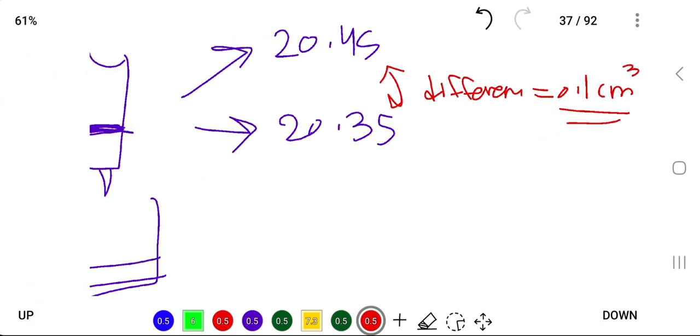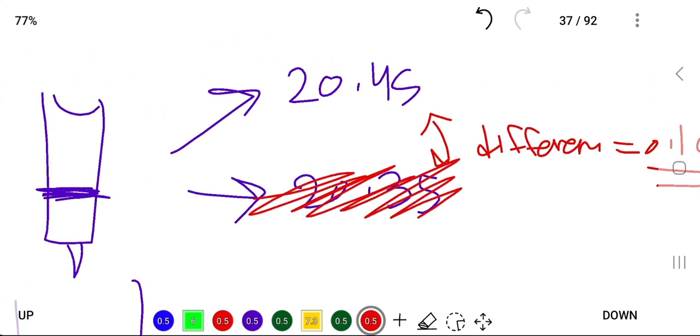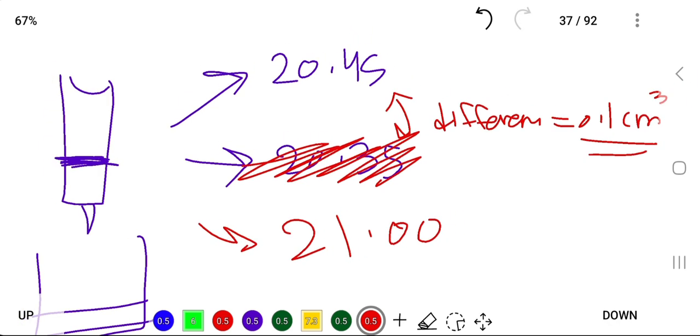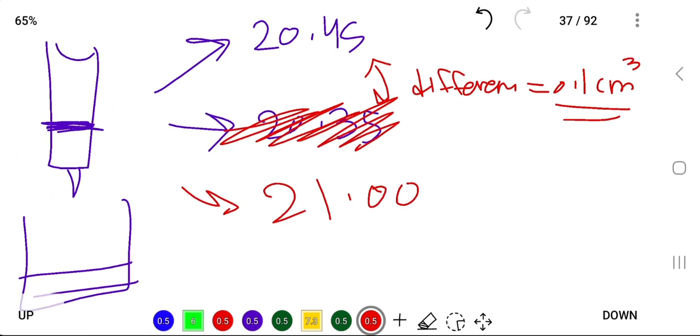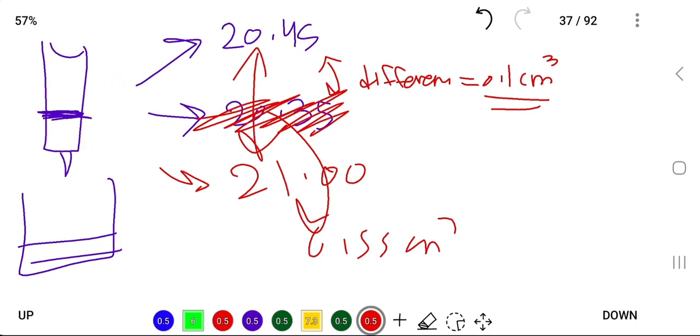Do you get it? For example, if your second time doing the experiment was not 20.35, let's say you got 21 instead. So it will make no sense, because 21 minus 20.45, your difference is 0.55. The difference between these two is 0.55 centimeter, which is way more than 0.1.